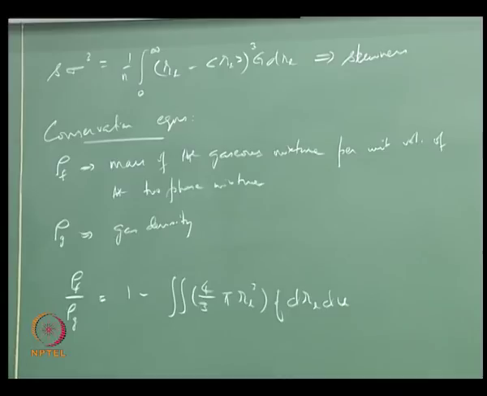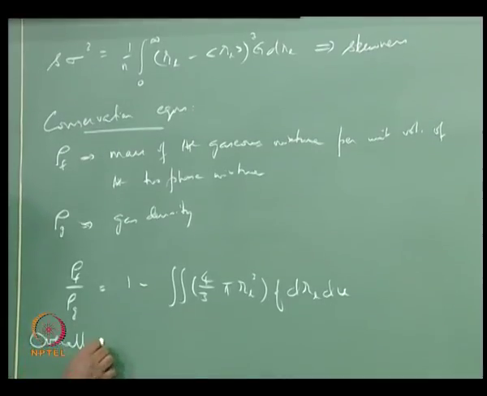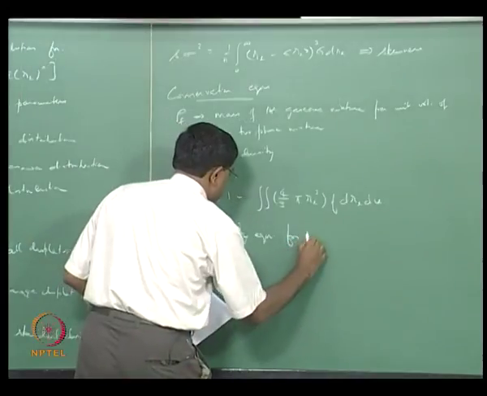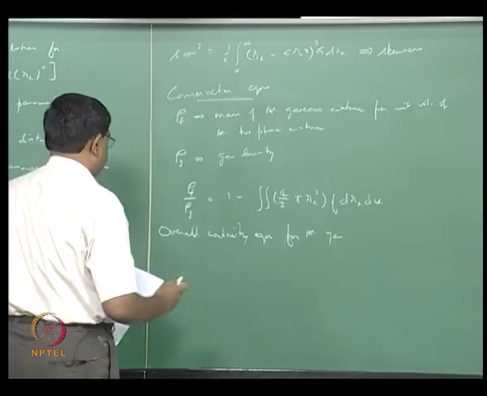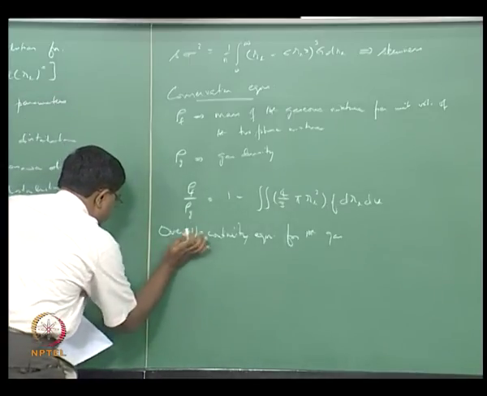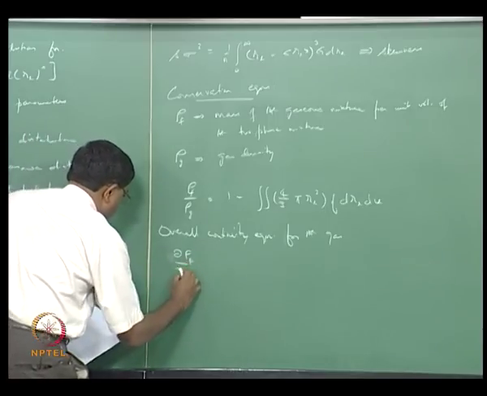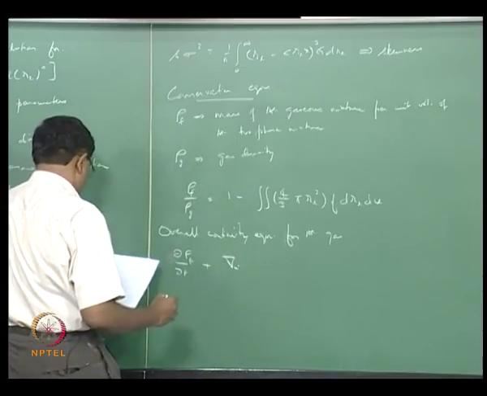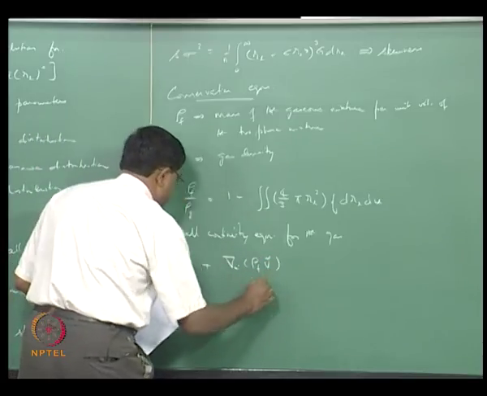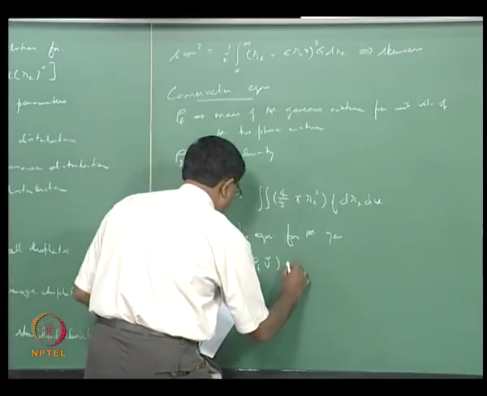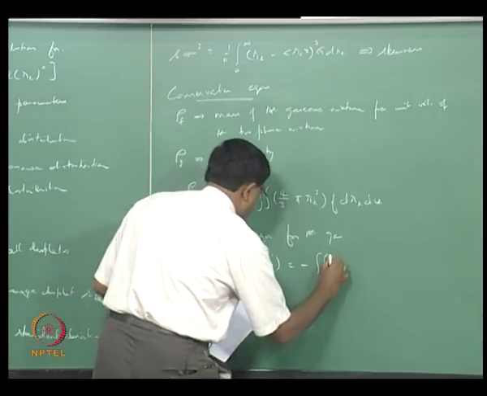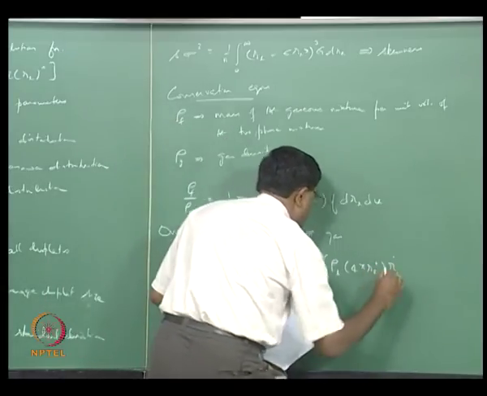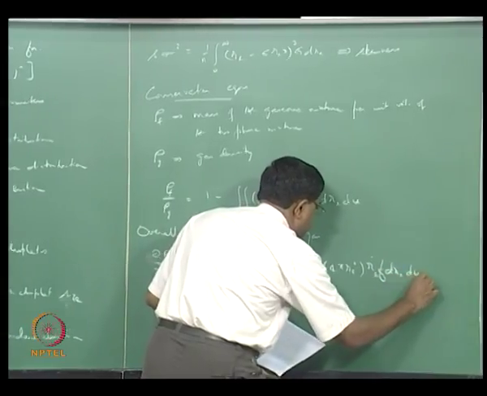Then the overall continuity equation for the gas is the partial derivative of rho f with respect to time plus the divergence with respect to x of rho f v vector, which is equal to negative double integral rho l times 4 pi RL squared RL dot f d RL du.